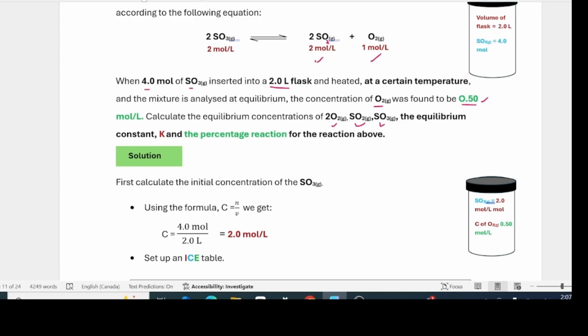So the first thing we have to do in solving such a problem is to find the initial concentration of the sulfur trioxide by using this formula here. This concentration will be equal to 4 moles divided by 2 liters, and this is what its initial concentration will be. So we know the initial concentration of sulfur trioxide, and we know that for oxygen. We are now asked to calculate the equilibrium concentration for sulfur dioxide.